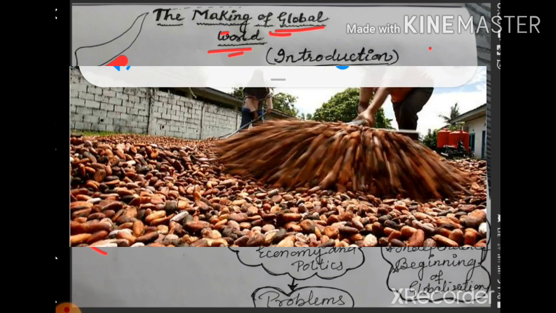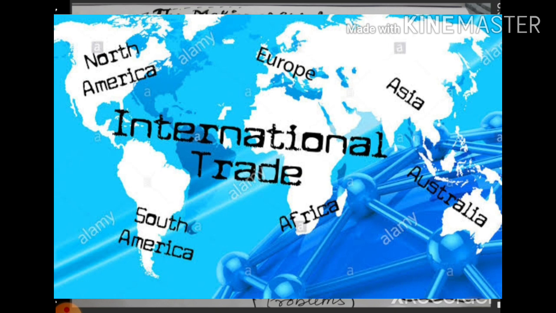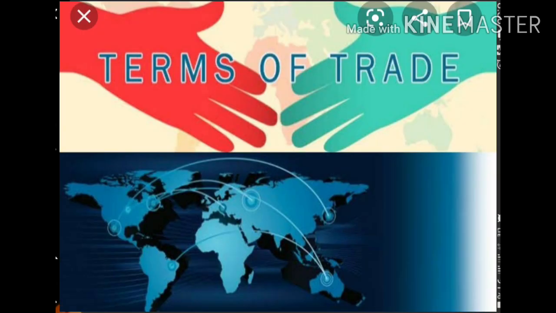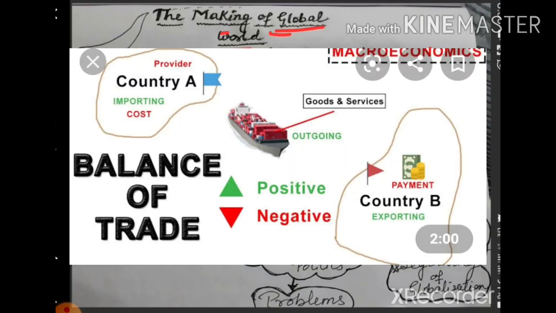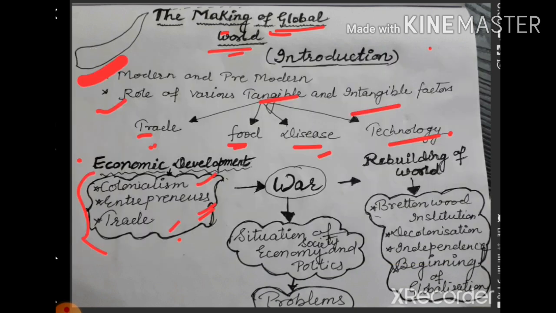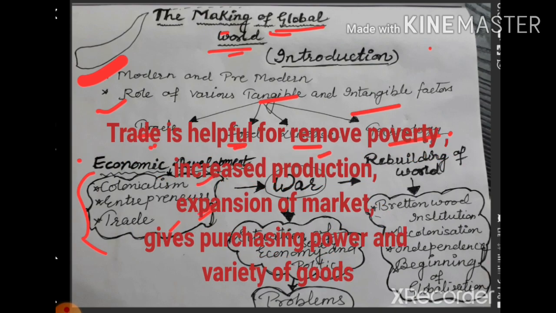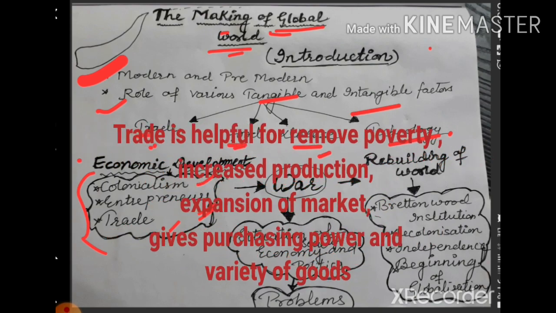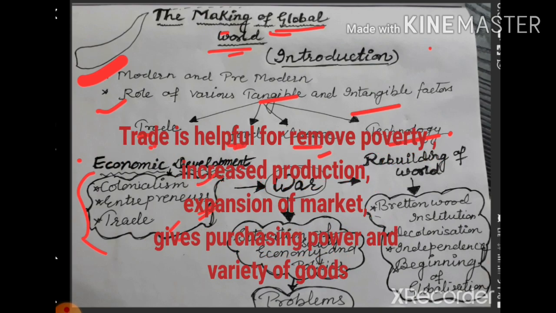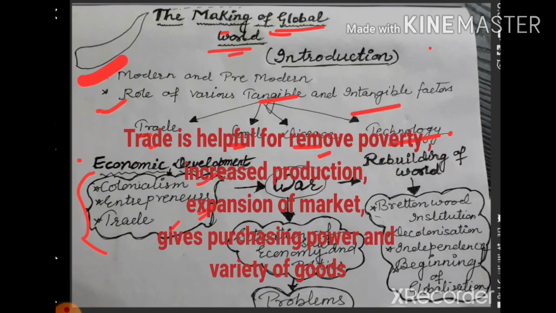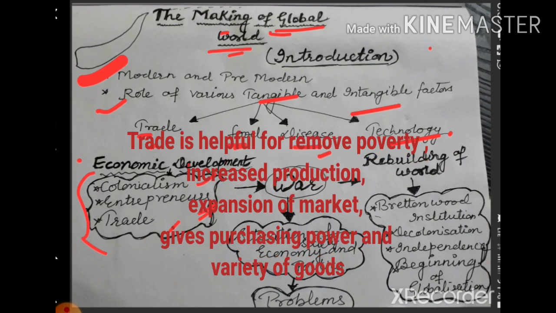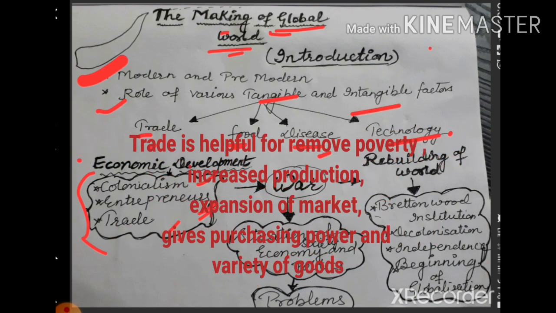Then we have to see the next one, that is trade. Trade means the transfer of goods and services from one country to another country by traders for money. Foreign trade provides foreign exchange that is used to remove poverty. It increases the production of the country, expands the market, and encourages the producer. It is also helpful for increasing and improving the level of production.